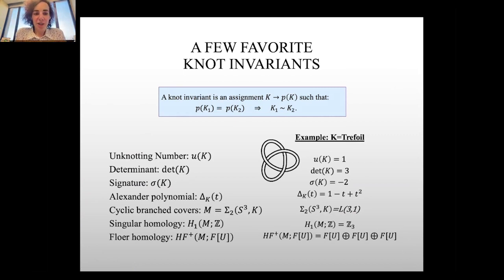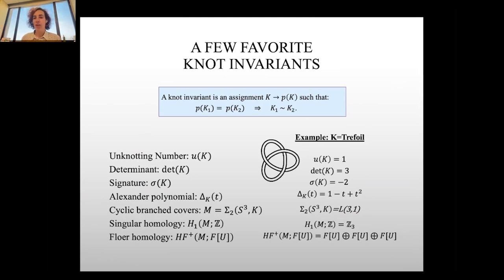The unknotting number, the determinant, the signature. So these are all going to be integer valued invariants. The Alexander polynomial, which is a Laurent polynomial with integer coefficients. And then sometimes we need to use a covering space associated to the knot. So cyclic branched covers, and then calculate the invariants of those topological spaces. And that could be the singular homology or something more fancy like the Floer homology.